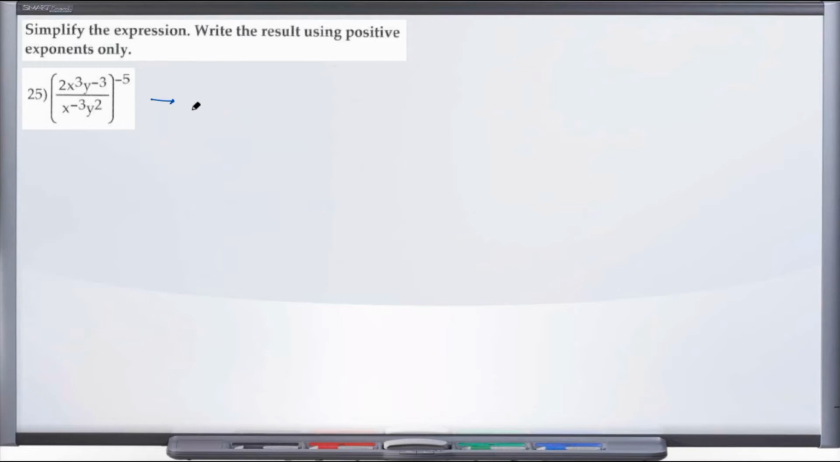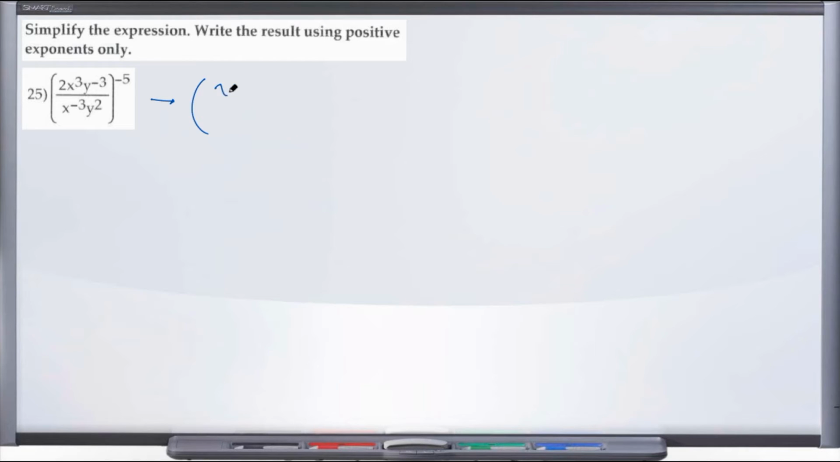the first thing that I like to do is turn this negative 5 into a positive 5. And the way that we do that is by just flipping the fraction. We're going to take the reciprocal of the fraction. We're not changing any of the signs inside. We're not changing any numbers. All we're doing is flipping. So if it was in the bottom of the original, it's now going to be in the top. If it was in the top, it's now going to be in the bottom. So let's look and see what that looks like.